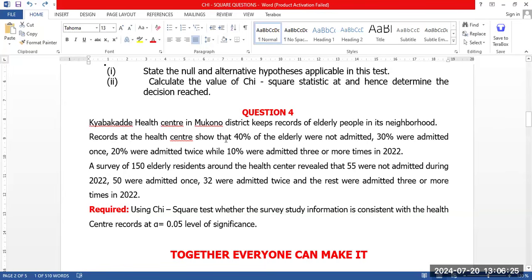Records at the health center show that 40% of the elderly were not admitted. 30% were admitted once. Then 20% were admitted twice, while 10% were admitted 3 or more times in 2022.